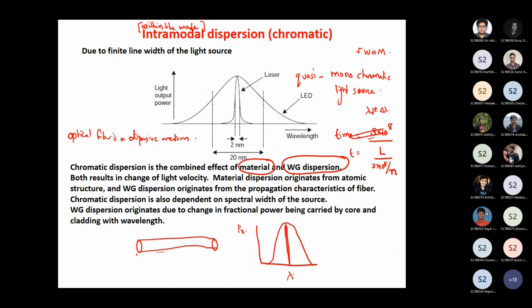Okay, so we were discussing dispersion. We finished intermodal dispersion. So now we are going to see intramodal dispersion. This dispersion is also called chromatic dispersion.